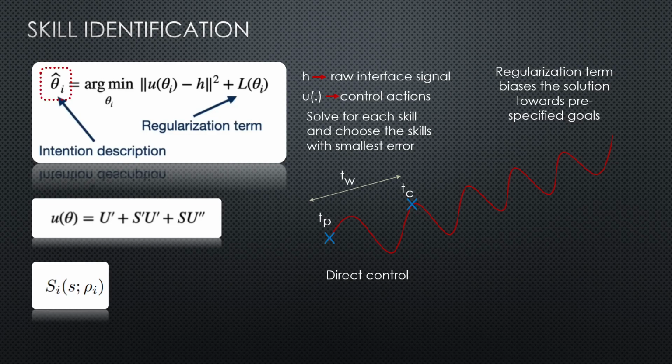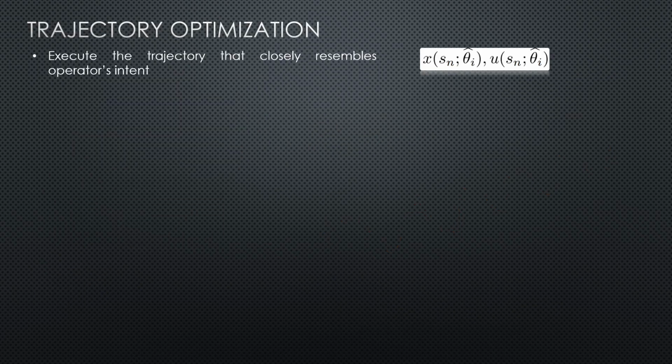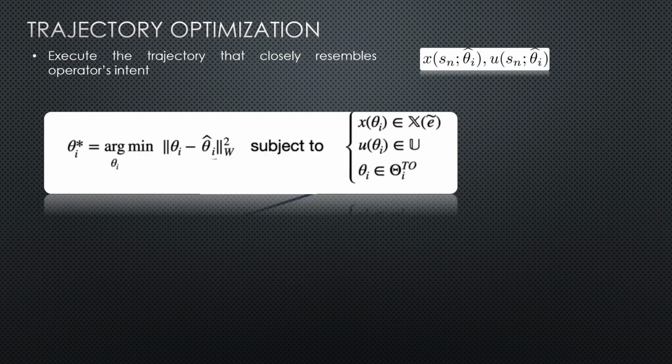So theta i and Si are the main outputs by means of which we identify skills. So skill model and the corresponding parameter description are identified, so Si and theta i essentially. And then we come to trajectory optimization. After a skill and its parameters are identified, we want to execute the trajectory for the next timestamps that closely resembles the operator's intent.